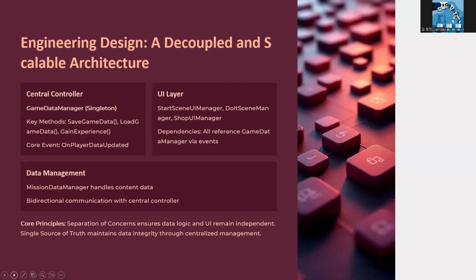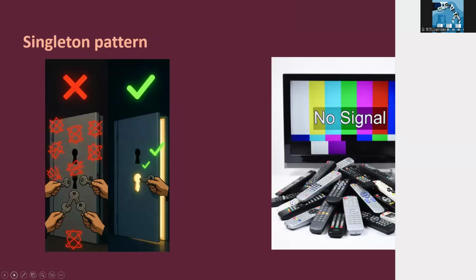Now let's look at the overall blueprint of our system. This slide shows the fundamental structure of our app. The first problem we had to solve was data inconsistency. To solve this, we designed our game data manager using the singleton pattern.